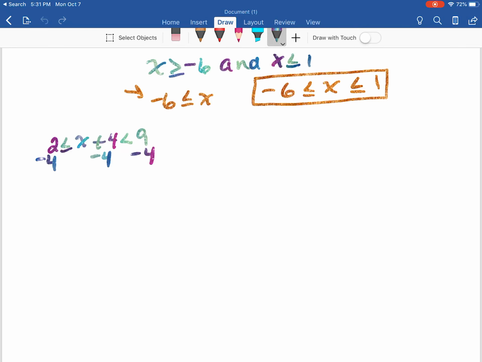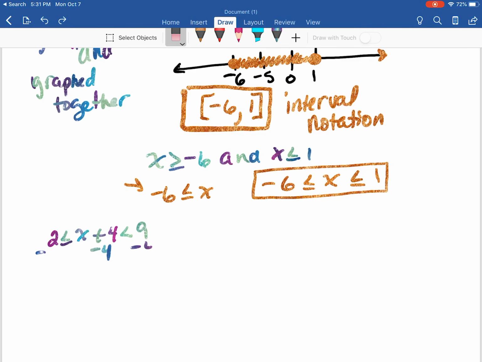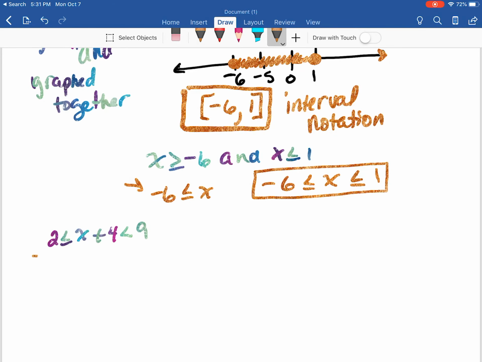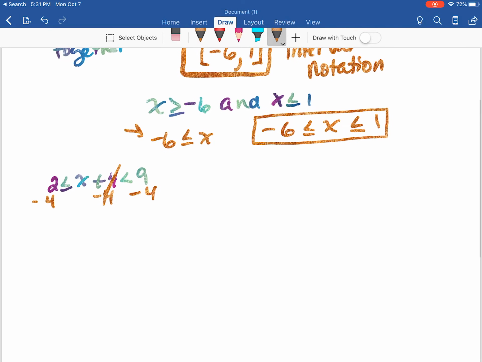Let me do a different color, so it's not all in the same color. I'm going to use gold. All right, so I'm going to subtract 4, subtract 4, subtract 4. So that's gone. Now I just have x in the middle. That's going to be negative 2 is less than or equal to x, and then that's going to be less than 5, since 9 minus 4 will give me 5. Okay, note this is the condensed form.